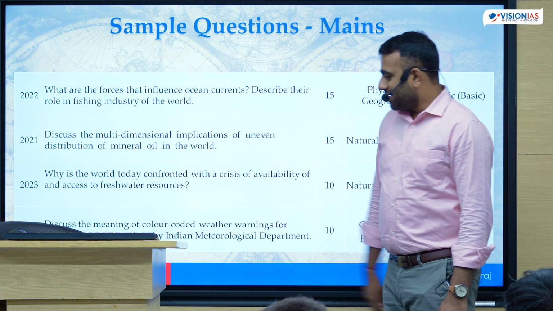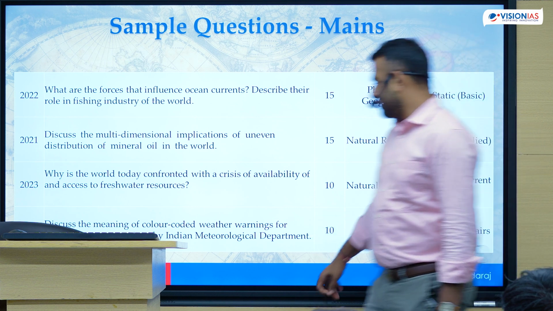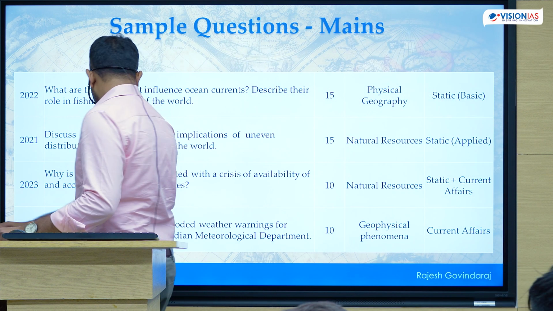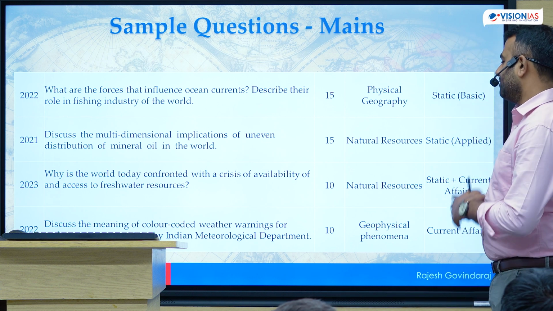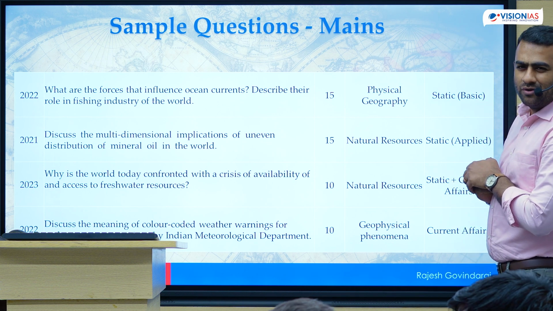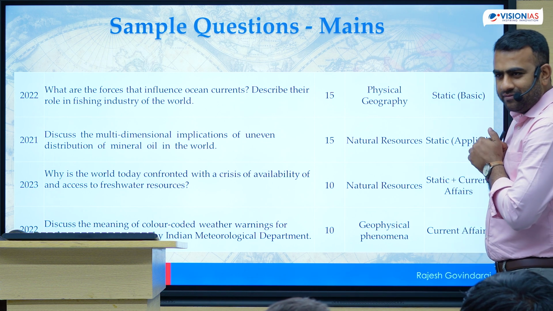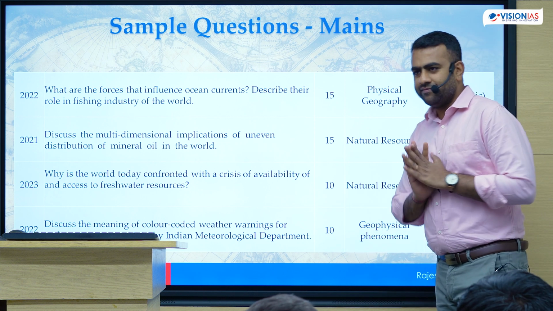And last one is completely current affairs. Discuss the meaning of color coded weather warning for cyclone prone areas given by IMD. Discuss the meaning of color coded weather warning for cyclone prone areas. Okay, must have heard about orange alert, red alert, yellow alert, green alert. So this is totally from current affairs.